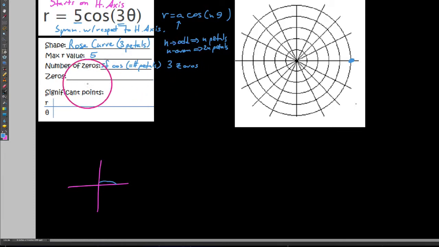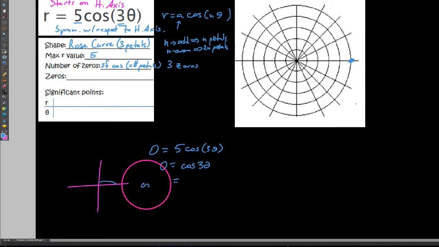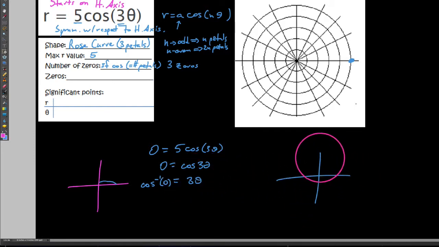It's important that we know how many there are because we're going to set r equal to 0. We're going to say that 5 cosine 3 theta is equal to 0. This leads us to say that cosine 3 theta is equal to 0. If we do the cosine inverse of this, cosine inverse of 0 is equal to 3 theta. What we want to know is, where does cosine equal 0 on the unit circle? We're going to need 3 different values here. So we say pi halves, 3 pi halves, and 5 pi halves.